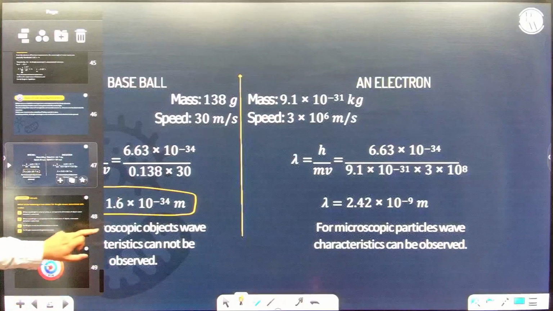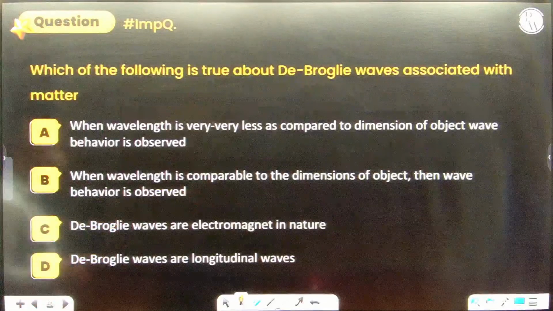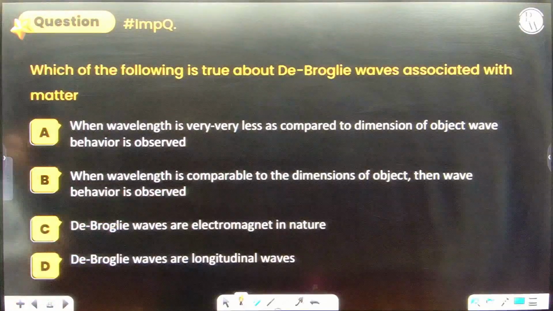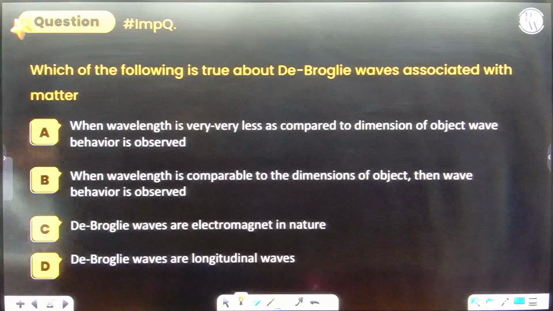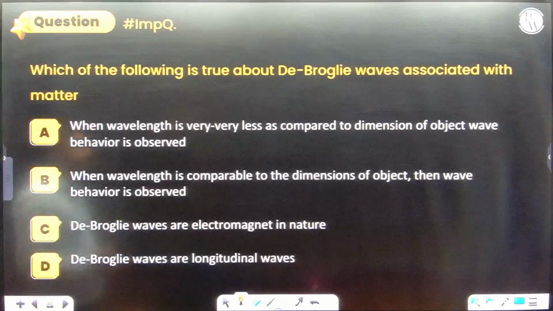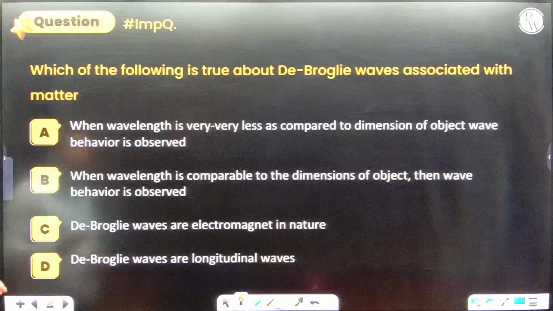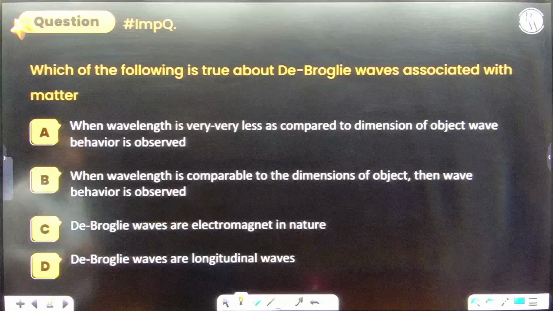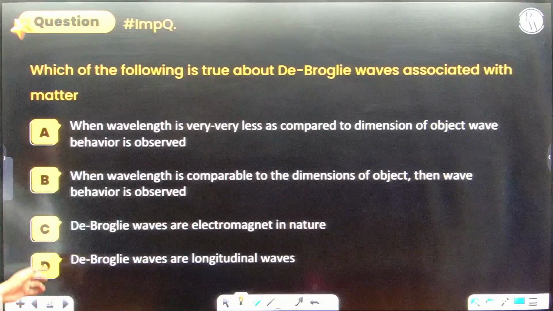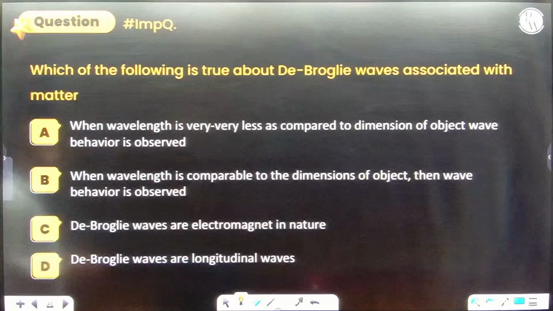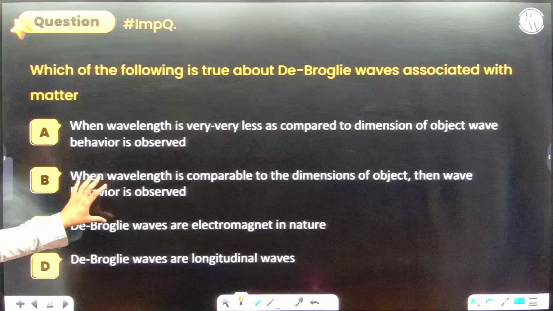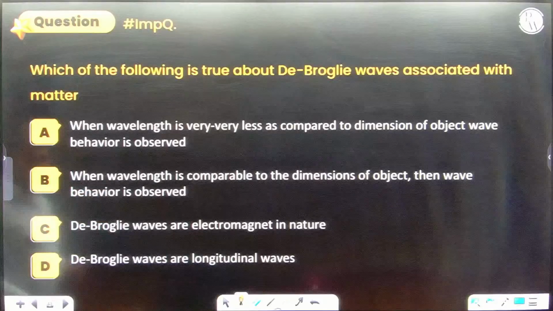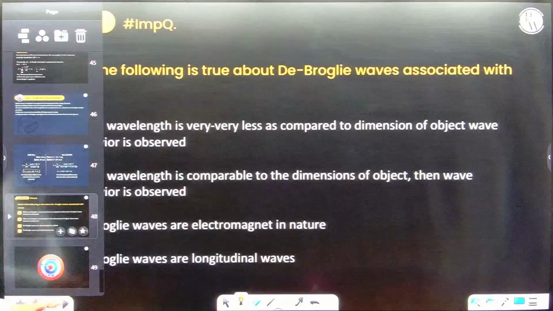Okay, alright. Let's take a quick question on de Broglie wavelength. Which of the following is true about the de Broglie wavelength? When wavelength is very less as compared to the dimension of the object, wave behavior is observed. When the wavelength is comparable, then the wave nature is observed. De Broglie waves are electromagnetic in nature, de Broglie waves are longitudinal. So if it is comparable, then we can observe the dual nature of matter.